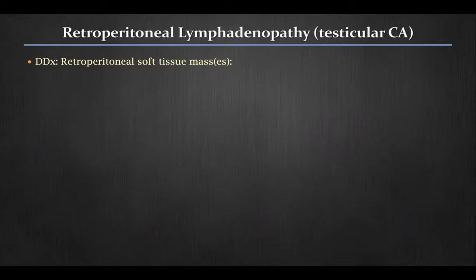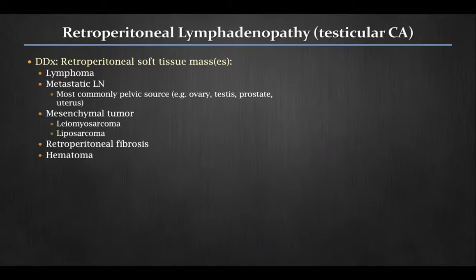So differential for retroperitoneal soft tissue masses includes a couple of the things we've talked about and then a few others. Again, just to highlight the same as in the case for lymphoma, if you have retroperitoneal lymph nodes plus enlarged lymph nodes in other locations, that should suggest lymphoma, whereas if you see them isolated to a single location, think more metastatic disease from a solid tumor. Mesenchymal tumors can present with retroperitoneal soft tissue masses, and then the other non-neoplastic causes like retroperitoneal fibrosis or a retroperitoneal hematoma.